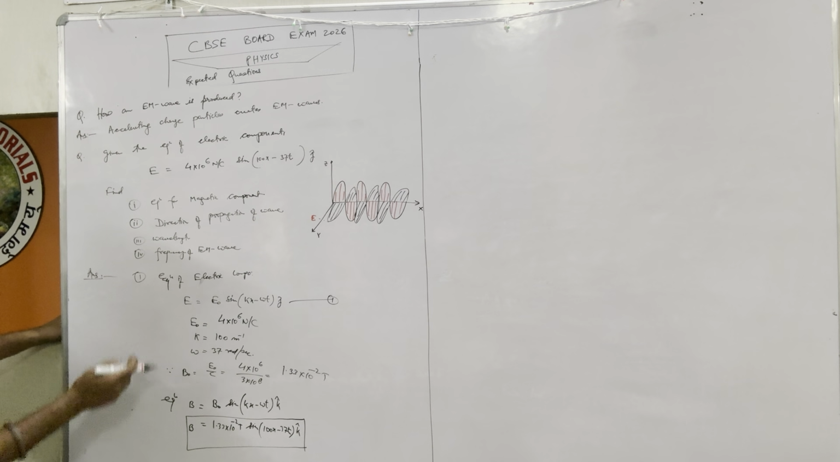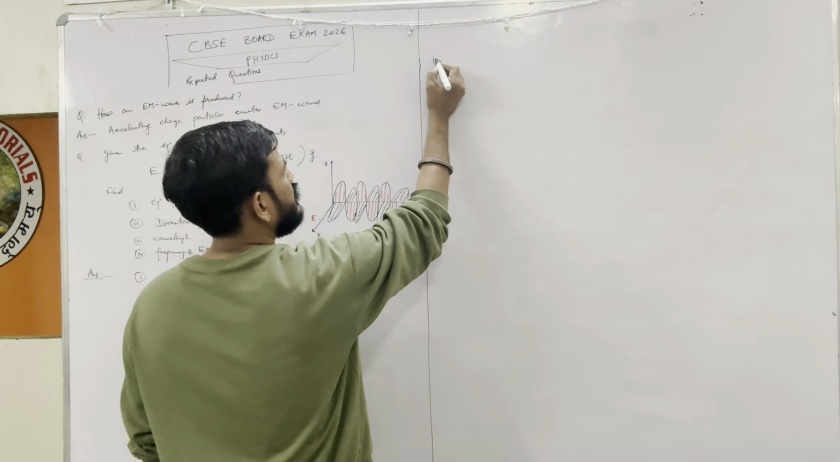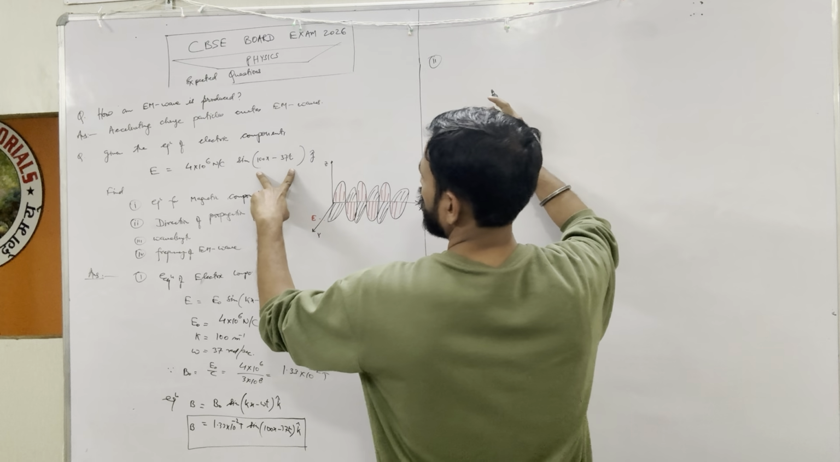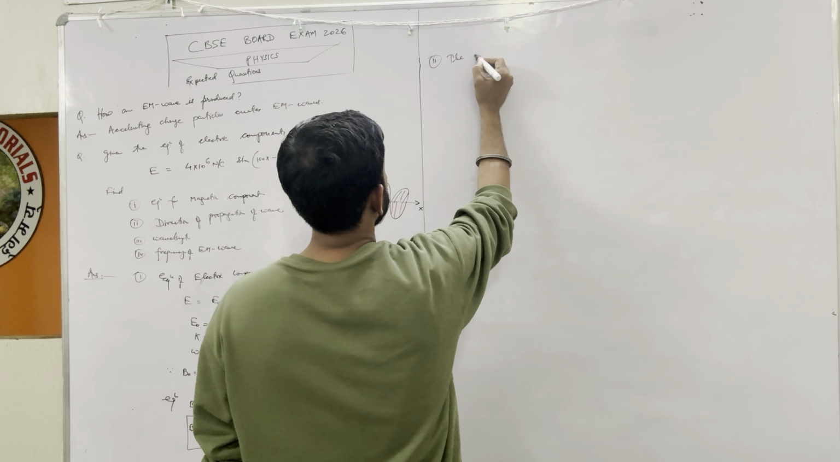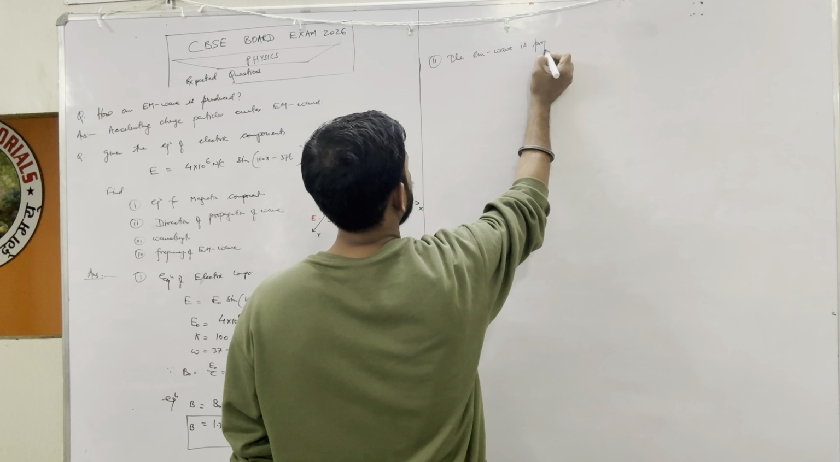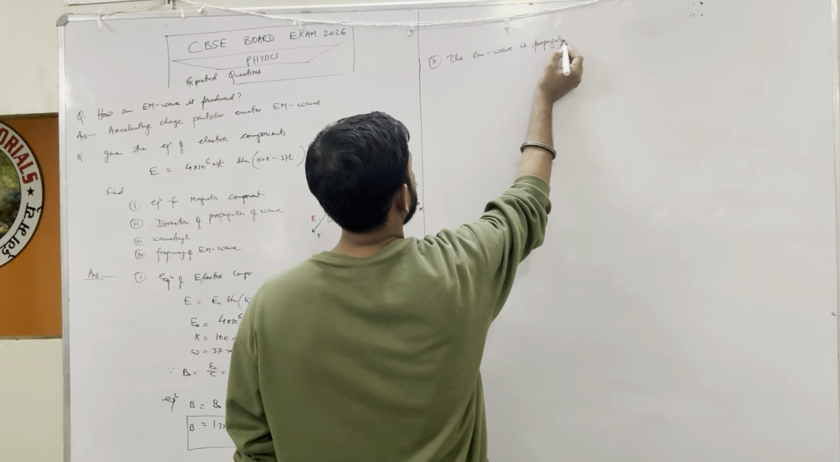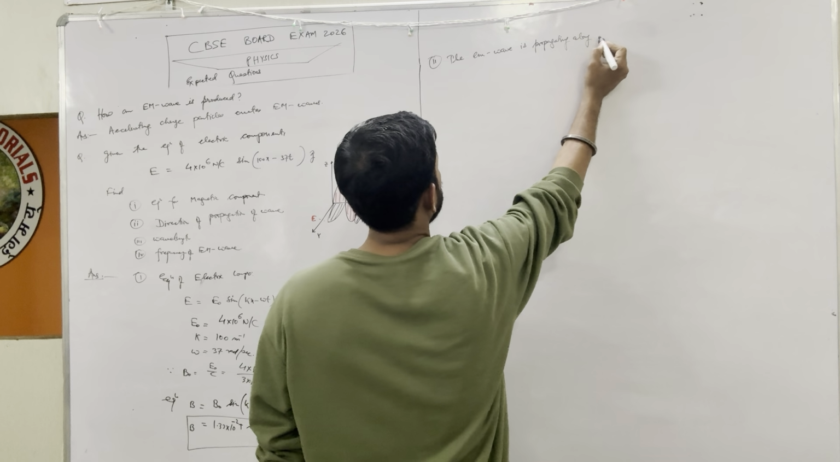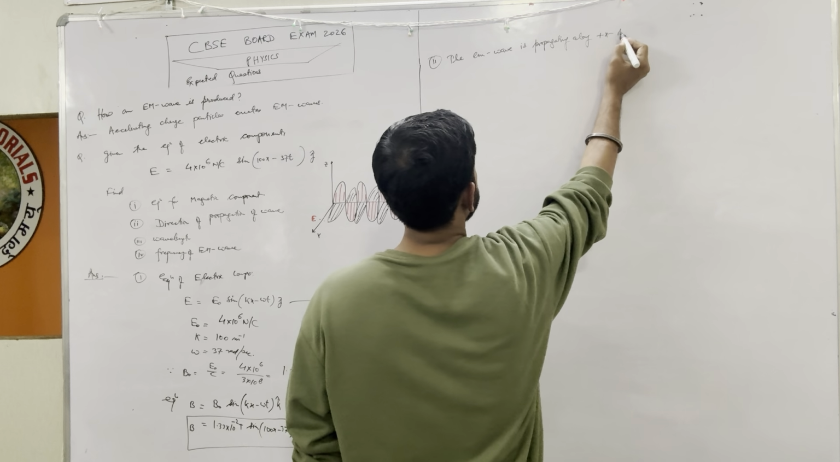Next part is the direction of propagation of the wave. Clearly the EM wave is propagating along the positive x-axis.